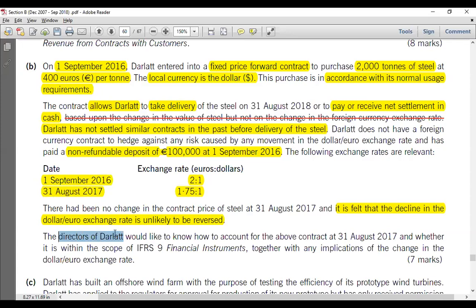The directors of Allocate would like to know how to account for the above contract at 31st August 2017, which means the year end, and whether it's within the scope of IFRS 9. So, and will break the question. So the first requirement is how to account for the above contract and whether it is within the scope of IFRS 9 or not, together with any implication of the change in the dollar-euro exchange rate.